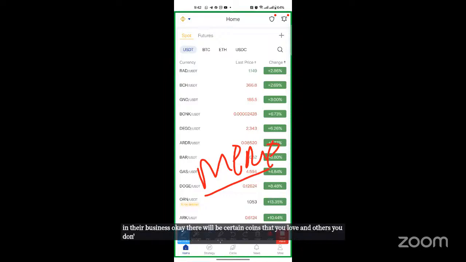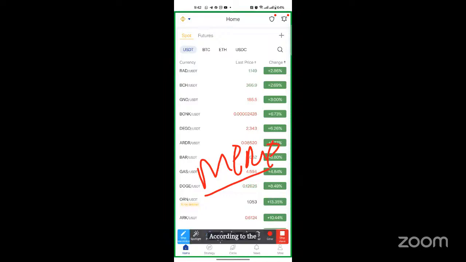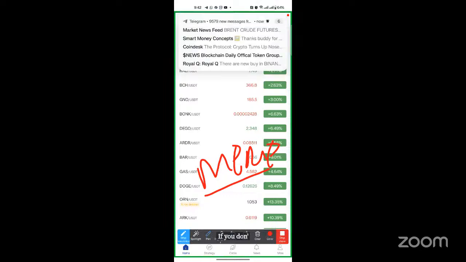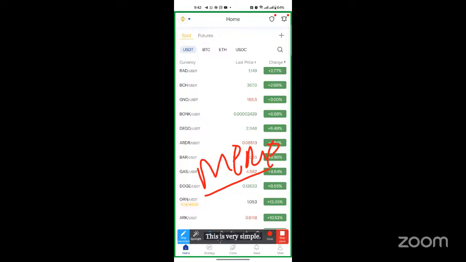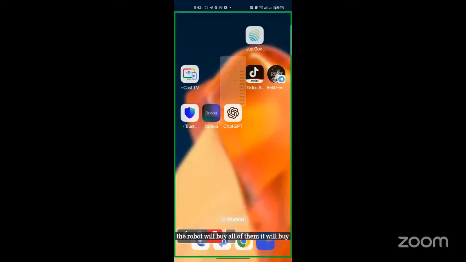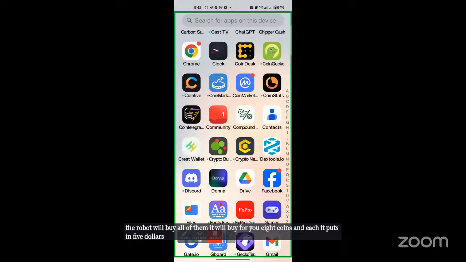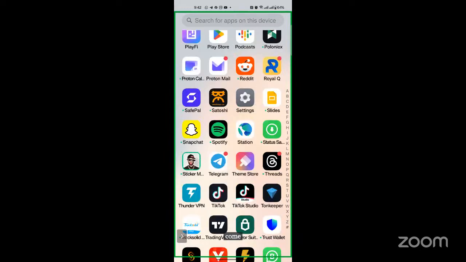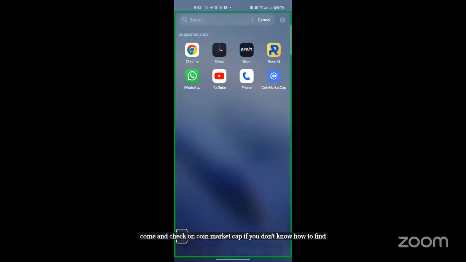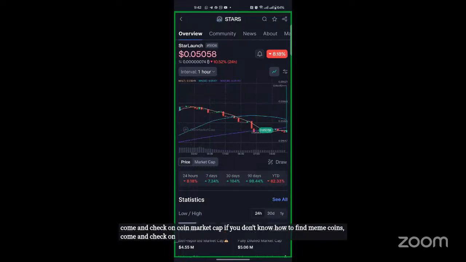Maybe I would say, according to the season of the market, I would say meme coins. If you don't know how to find meme coins, this is very simple. Your account, if you leave more money, the robot will buy all of them. It will buy for you 80 coins and each it puts in $5. Come and check on CoinMarketCap.